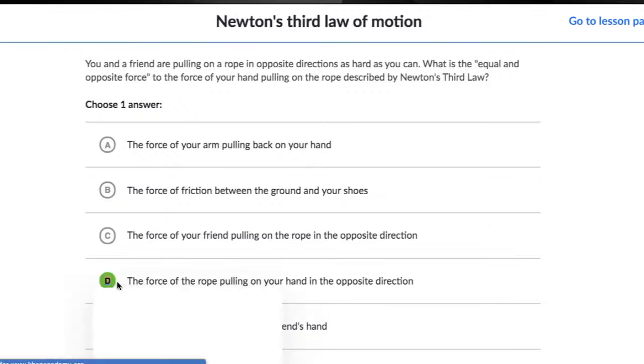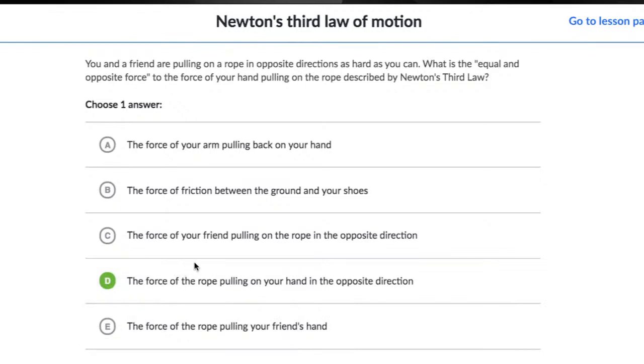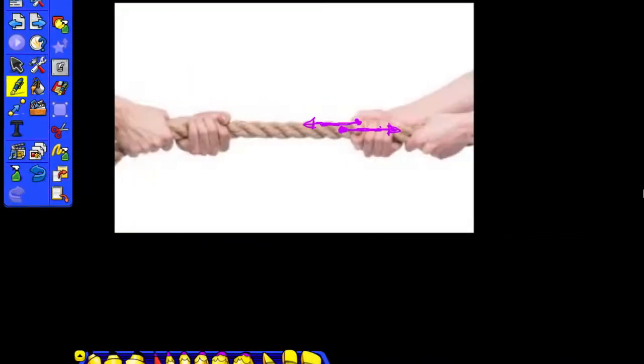If you pull the rope, the rope will pull you in the opposite direction. So D is the correct answer. I hope it is a little bit difficult, but you must have understood. I hope you understand this. The other forces don't matter, okay? These two are action-reaction pairs.